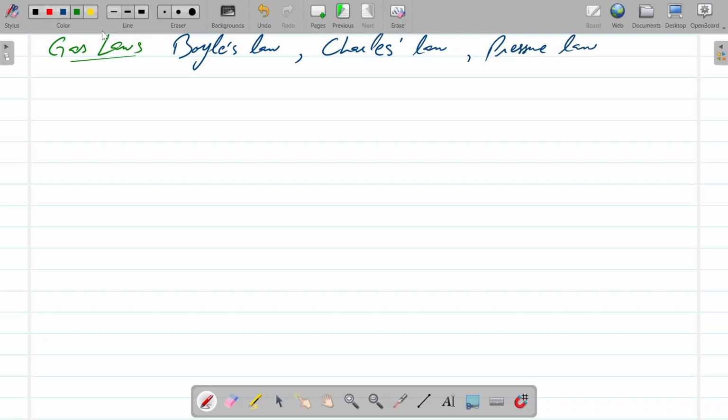Now as far as your syllabus is concerned, the only one you need to know is Boyle's law. Charles's law and pressure law are given in your texts, but they are not part of O level or IGCSE. For some reason, they've included the practical for Charles's law in O level, even though the law itself is not part of the syllabus. Anyway, so let's talk about Boyle's law. After that, I will go over the practicals.